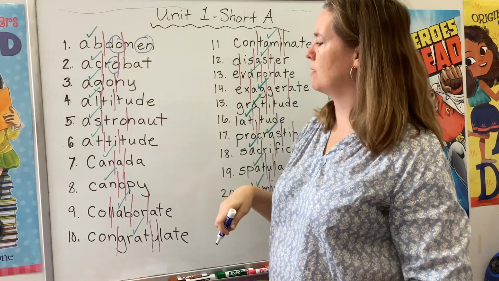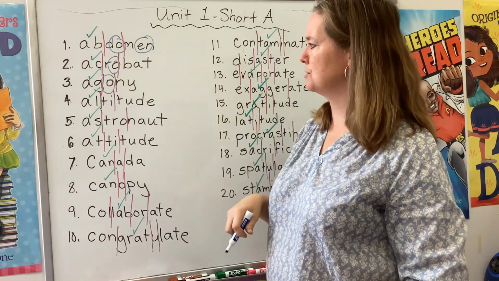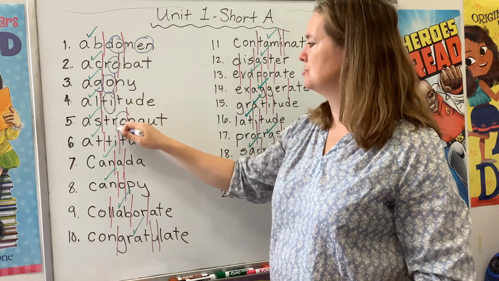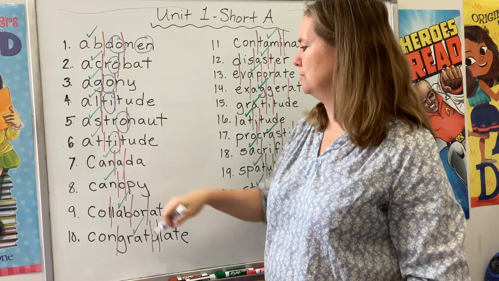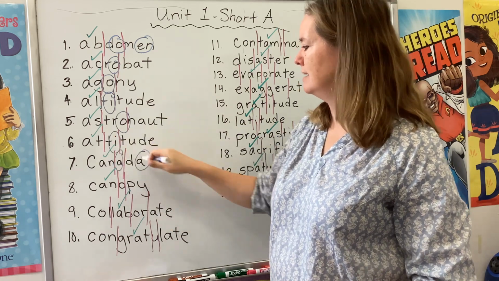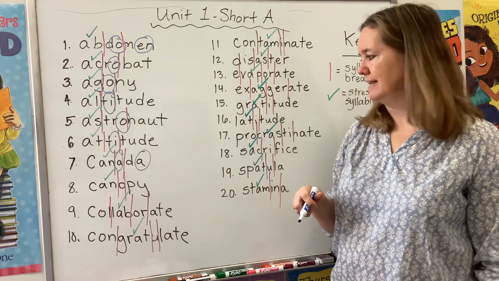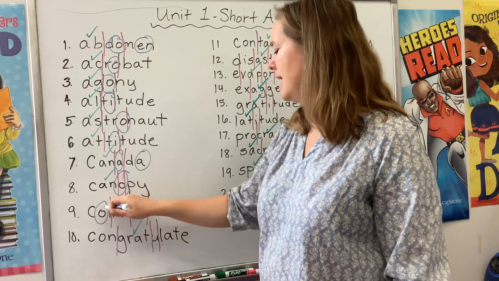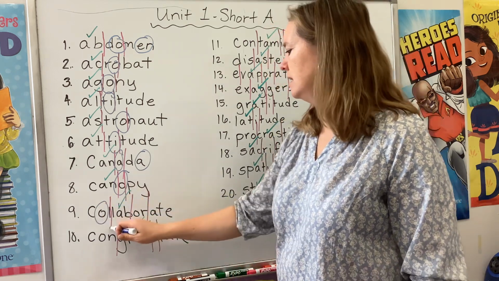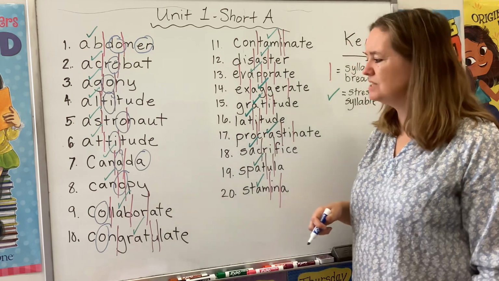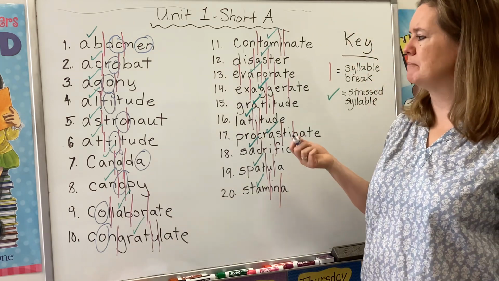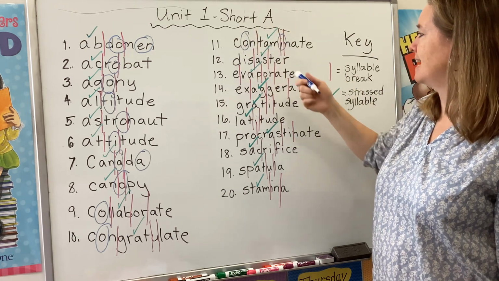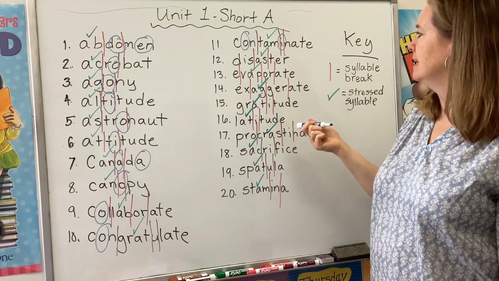Acrobat. There's another schwa. Agony. There's another schwa. Altitude. There's another schwa. Astronaut. Attitude. Canada. We've got 2 schwas in there. Canopy. Collaborate. Congratulate. Do you see how we're using all different vowels to make that sound? Contaminate. Disaster. That one doesn't actually have any.